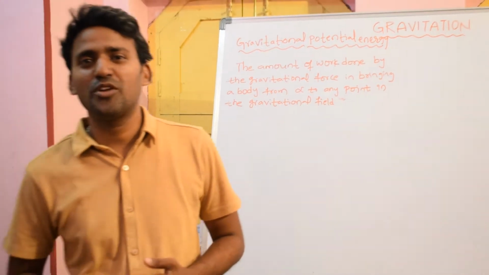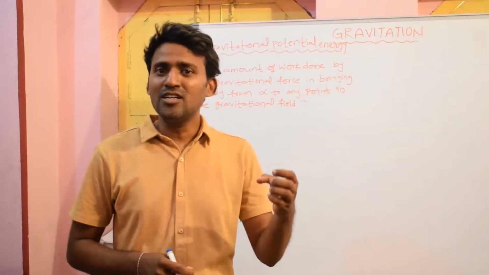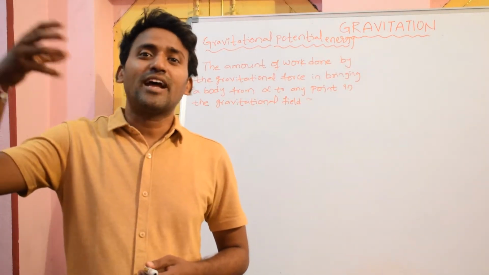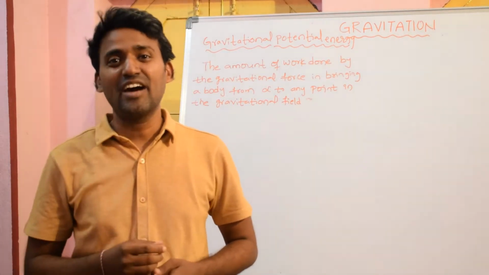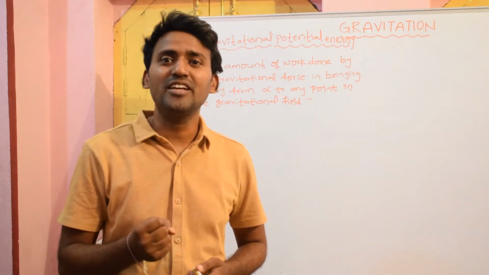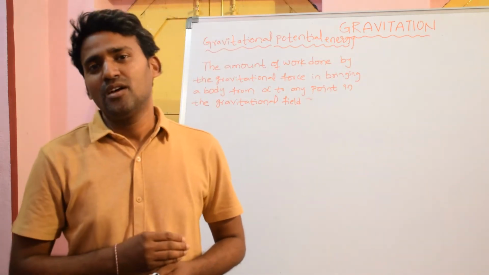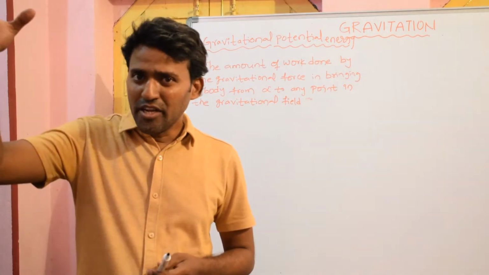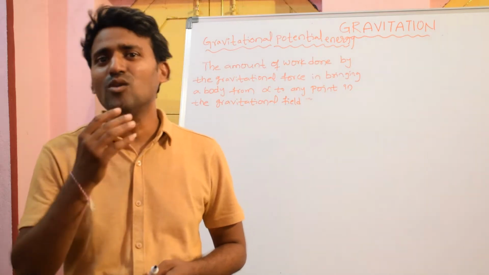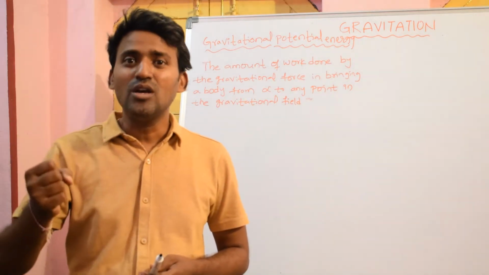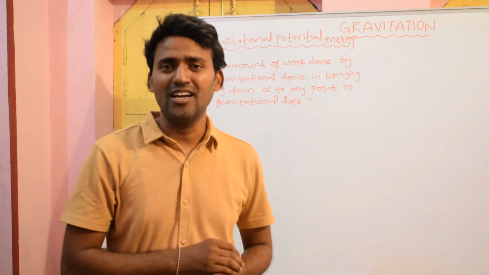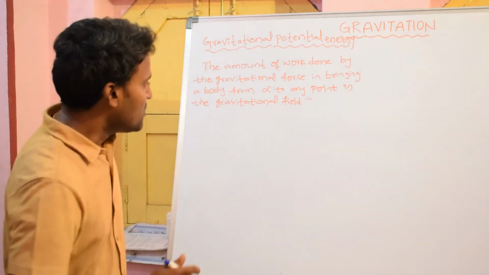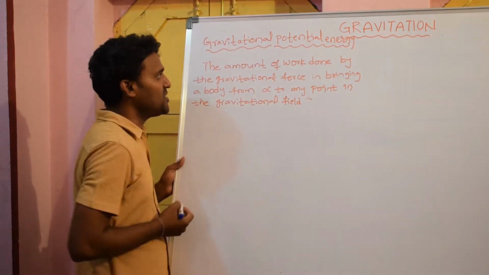What does gravitational potential energy mean? The work done to bring an object from infinity to any point in the gravitational field is called gravitational potential energy. Once again, the work done to bring one object from infinity to any point in the gravitational field is called gravitational potential energy. Now, for that purpose, the definition will be this one.